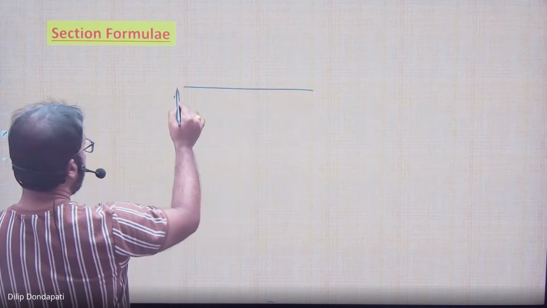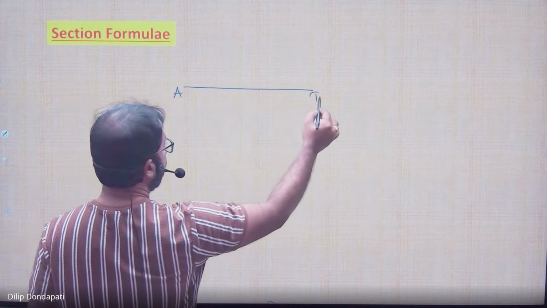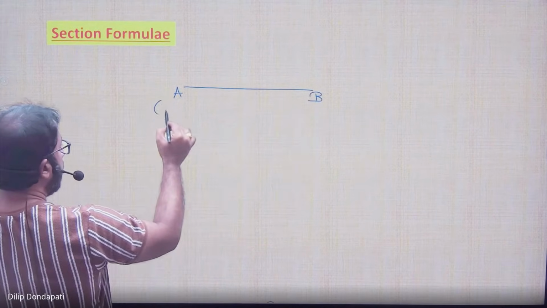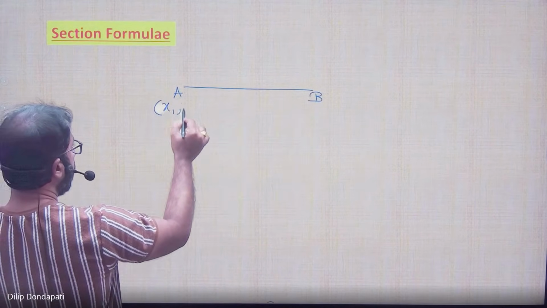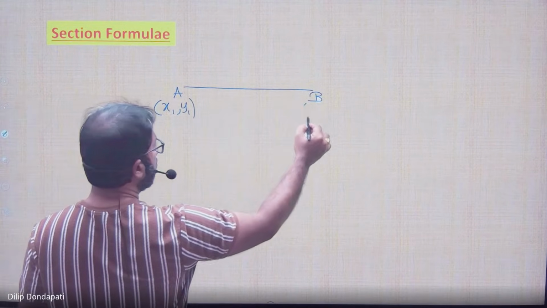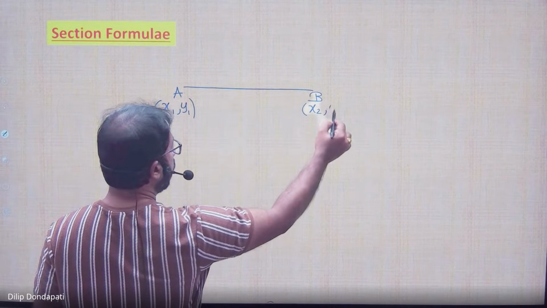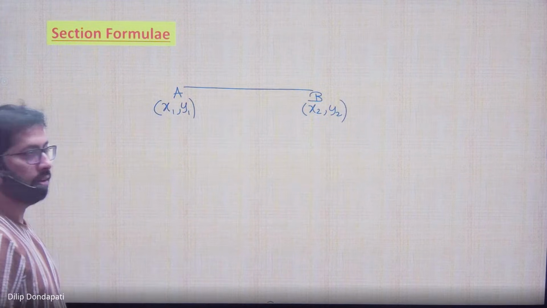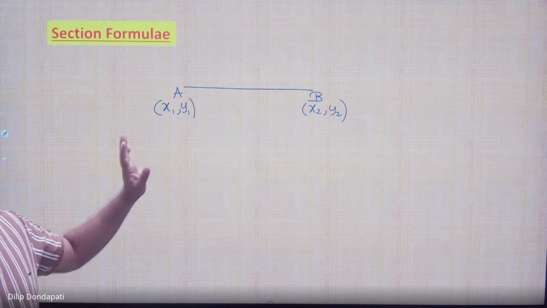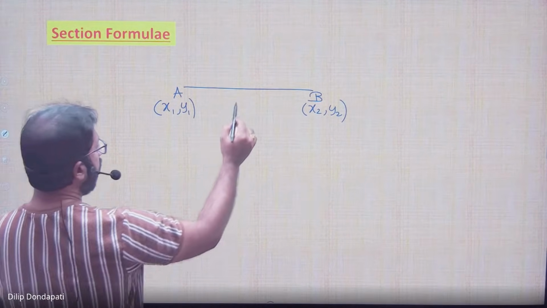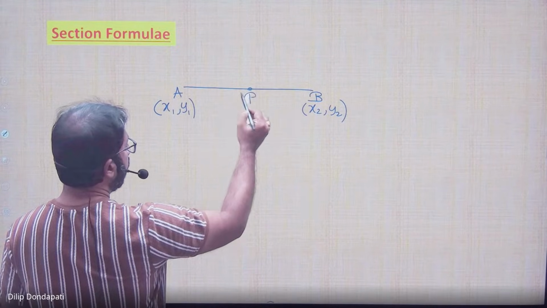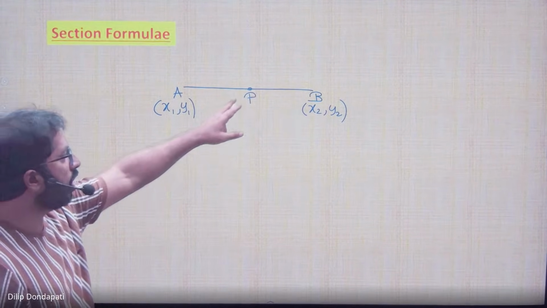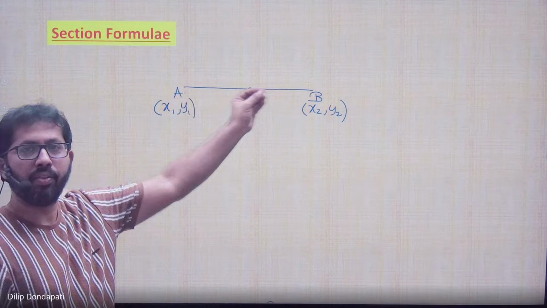Section formula. Suppose you have line segment A and B. Its coordinates are given as x1, y1, and the other's coordinates are x2, y2. Okay, this is a line segment, points are given. Suppose I put a point P, which is not a midpoint, P can be anywhere.